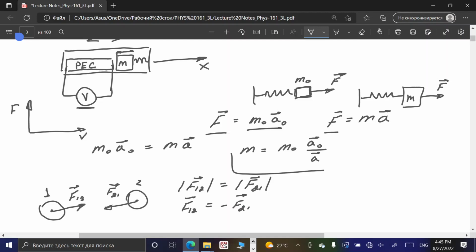And also the third law of motion, which tells us that if we have some action from body 1 on body 2, there is a reaction from body 2 on body 1 equal in magnitude but opposite in direction. We also discussed some examples of the application of the second and third laws of motion on the example of this inclined plane.